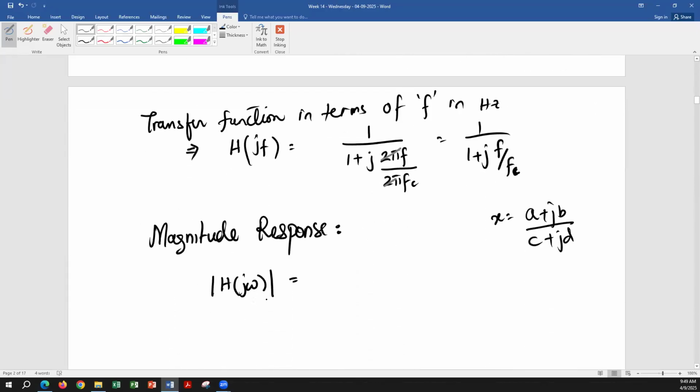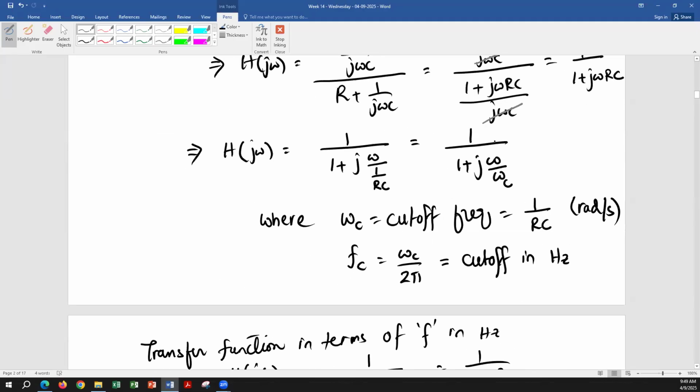So the magnitude of the numerator is 1 because it's 1 over 1 plus j omega over omega c. So the magnitude of the numerator is simply 1, and the magnitude of the denominator is the square root of 1 plus omega over omega c squared.